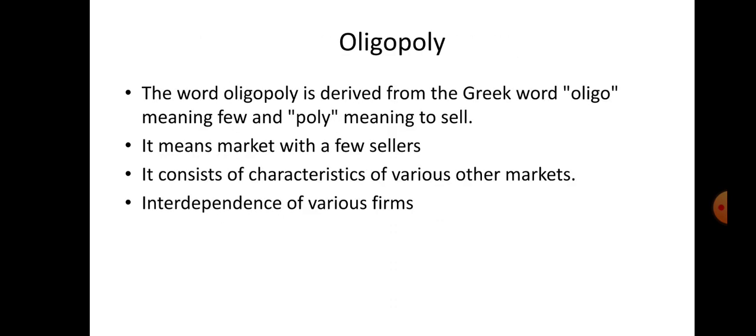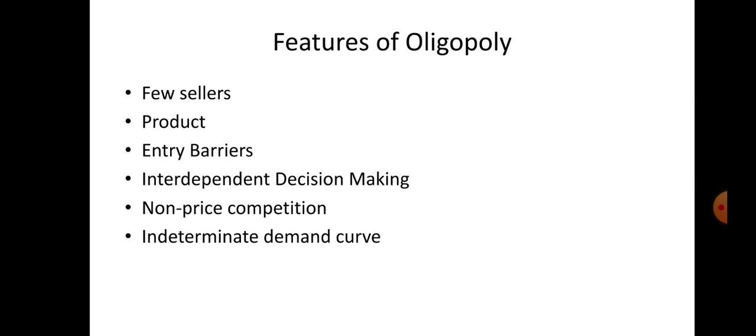The next type of competition is oligopoly. The word oligopoly is derived from the Greek word oligo, meaning few, and poly, meaning to sell. It means a market with a few sellers. It consists of characteristics of various other markets, that is interdependence of various firms. Features of oligopoly are few sellers and few products. The market will have entry barriers, independent decision making, non-price competition, and indeterminate demand curve.